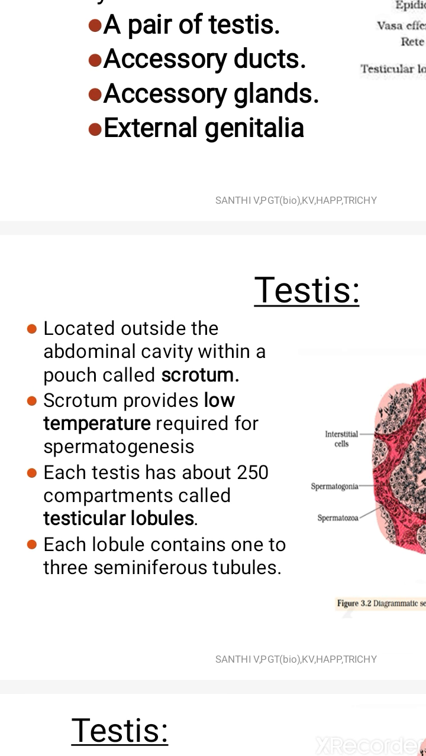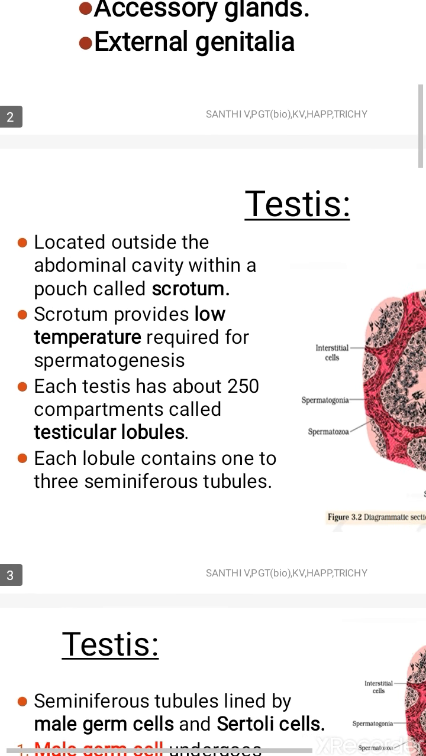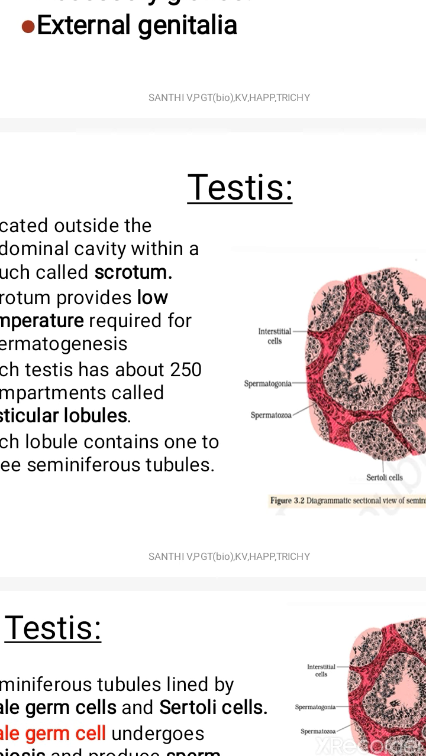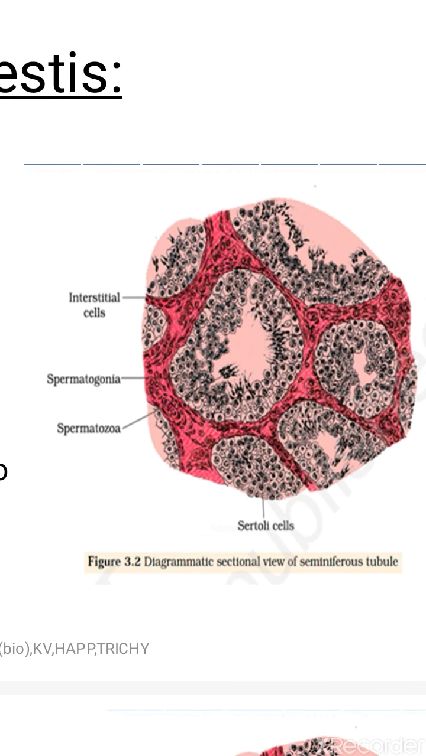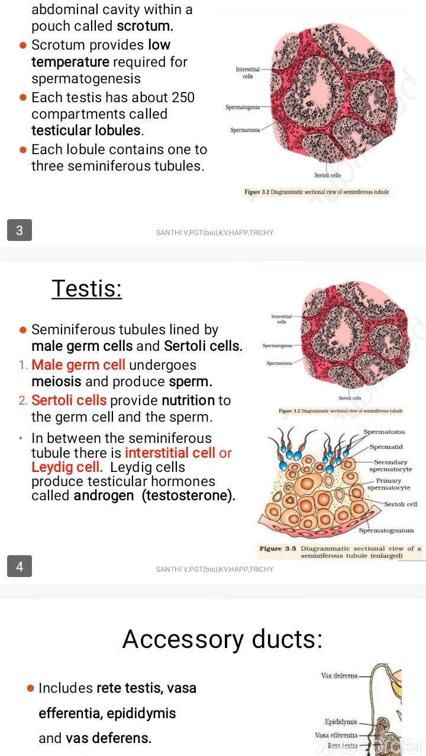Inside each testis, there are about 250 compartments, and you call them testicular lobules. Each lobule contains one to three seminiferous tubules. You see, these all are seminiferous tubules. That is, the cross section of seminiferous tubules is given here. So when you see a single seminiferous tubule, let us study what the structure is and what the different types of cells seen inside it are.